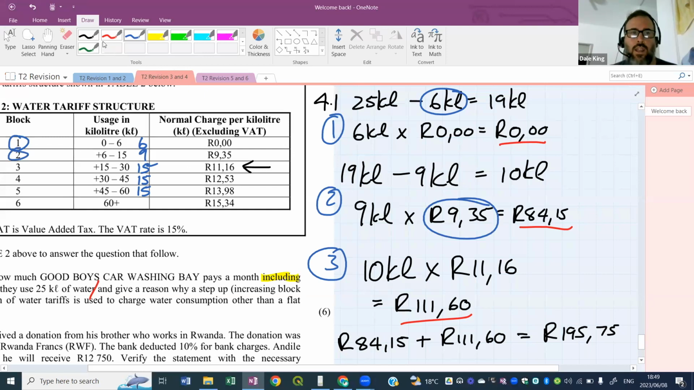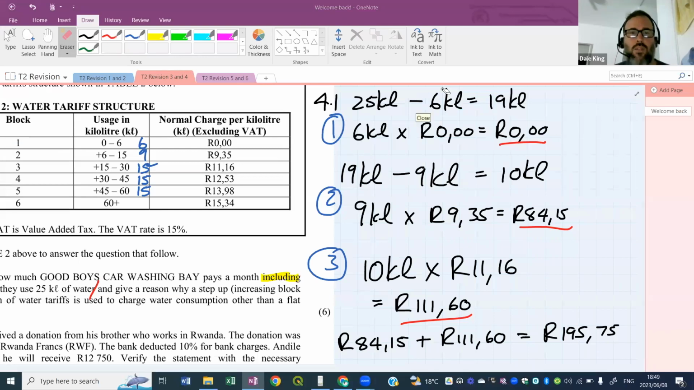Then I still had 10 kiloliters left. So I'm moving through block 2 into block 3 now. I've got 10 kiloliters in block 3, so I'm charged at the block 3 rate, which is 11.16 Rand. So these numbers that you see on the side, 1, 2, 3, is me working through each block, each row of the table, taking water off and charging for each portion of the water as I go. I hope that answers that question.